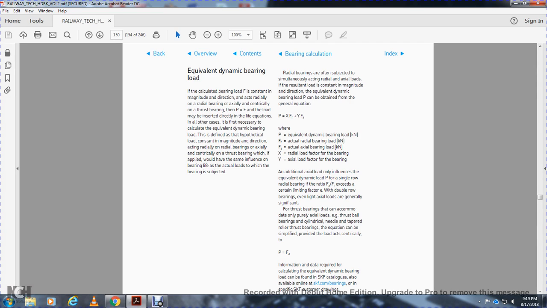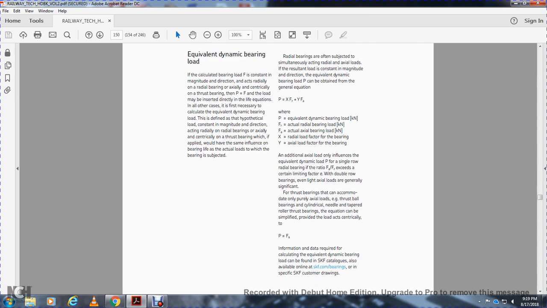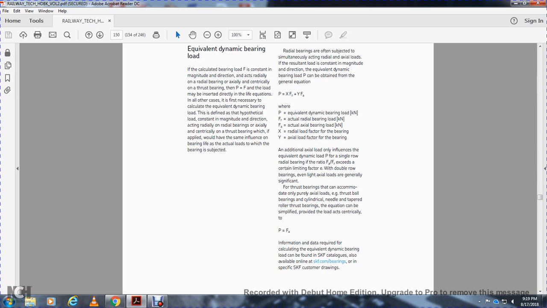For a single row radial bearing, P equals the actual bearing load in kilonewtons when the ratio of axial load to the actual radial bearing load does not exceed a certain limiting factor e. Double row bearings are treated similarly. With generally significant axle load, the thrust bearing can accommodate only the pure axial load, such as with a thrust ball bearing or a cylindrical or tapered roller thrust bearing. With the simplified equation provided, for loads acting centrically, the equivalent dynamic bearing load in kilonewtons is equal to the actual bearing load in kilonewtons. The information and data required to calculate the equivalent dynamic bearing load can be found in the SKF catalogs, also available at SKF.com, or in a specific SAS design.